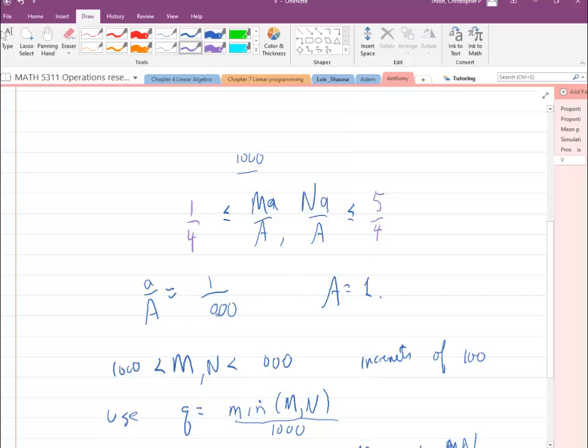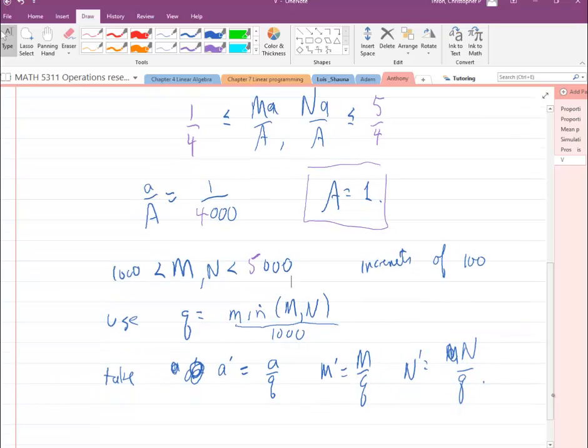Okay, so I'm going to take A over A to be, well, let's see. I said 4,000, but we may change that. So here we have A is equal to 1. Now, I want M and N to be between 1,000 and 5,000. If A over A is 1 over 4,000, then M and N have to be between 1,000 and 5,000. So let me take the minimum of M and N divided by 1,000.